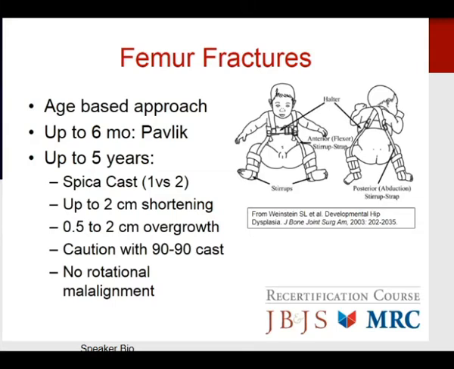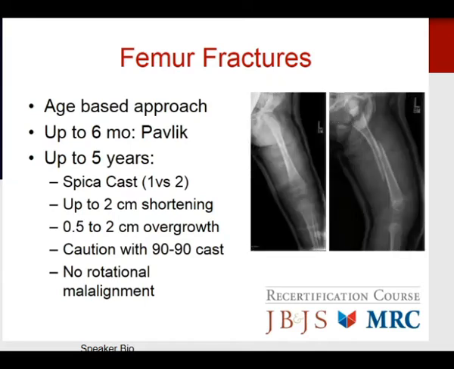Up to 6 months of age, the mainstay of treatment is with a Pavlik harness. Between 6 months and 5 years of age, the mainstay of treatment is closed reduction and spica cast placement. Now this can be a single leg or a dual leg spica cast. A single leg spica cast is effectively a long arm cast with a pelvic band.